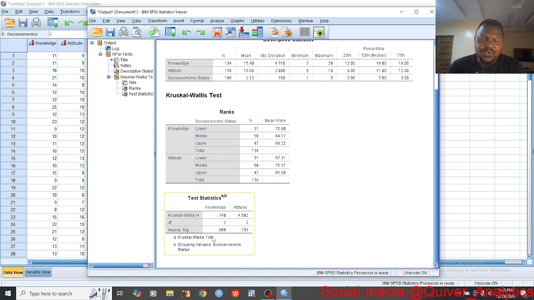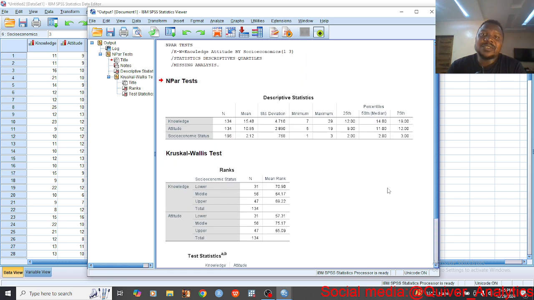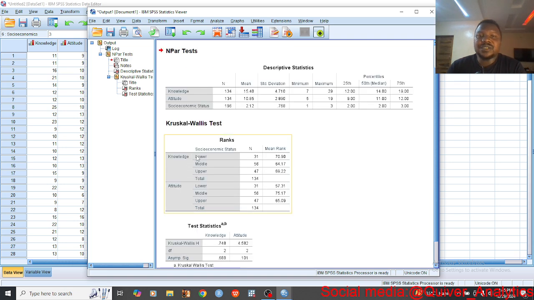Looking at the significance values, 0.688 and 0.101, none of them is below the 0.05 threshold value. So we cannot say that there is a significant difference in the knowledge among these 3 classes in this society. Neither can we say there is a significant difference in the attitude among the 3 sub levels in this society as well.